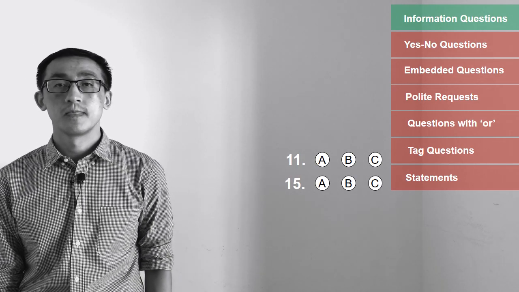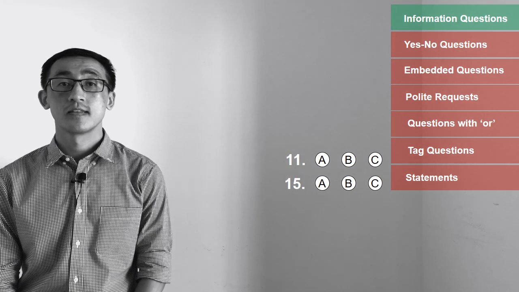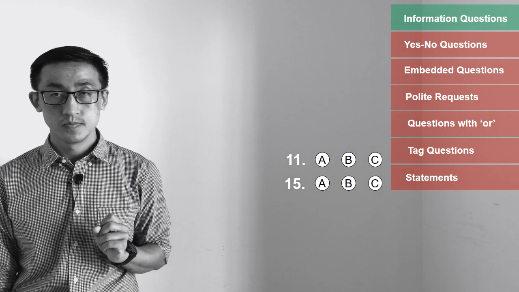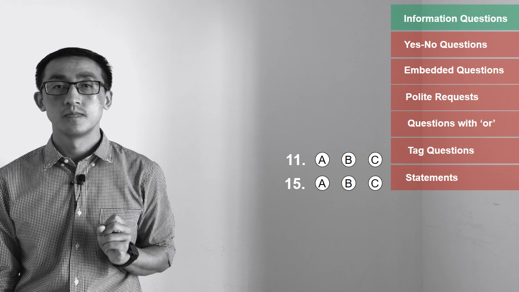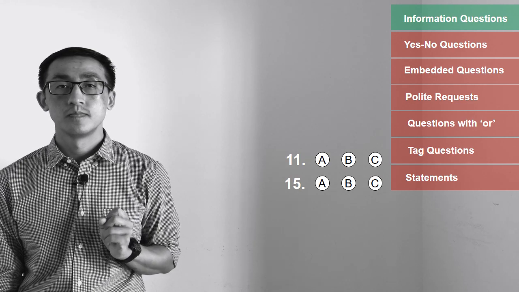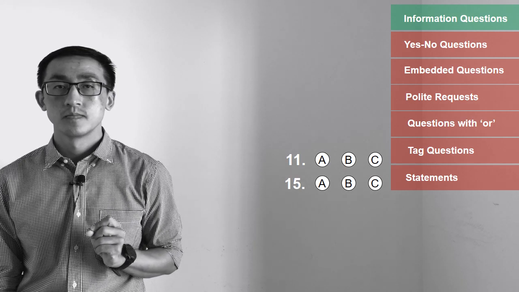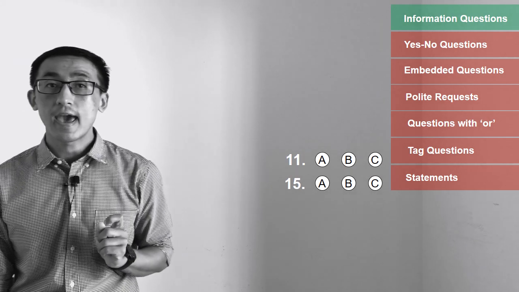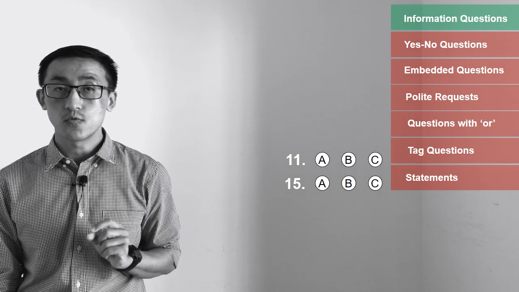Number 11. Who took my umbrella? A. I'll read it later. B. The blue one. C. I did, by mistake.